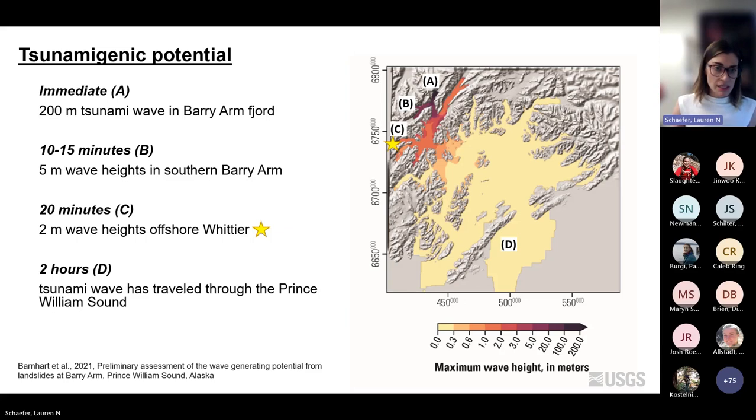At point B here, in 10 to 15 minutes, there would be 5 meter wave heights in the southern Barry Arm Fjord. In 20 minutes, the wave will reach the city of Whittier, and there will be a 2 meter wave offshore. And then after 2 hours, that tsunami wave will have traveled through the Prince William Sound. I'm showing this just to emphasize that the failure of this landslide has the potential to impact the northwest portion of the Prince William Sound.